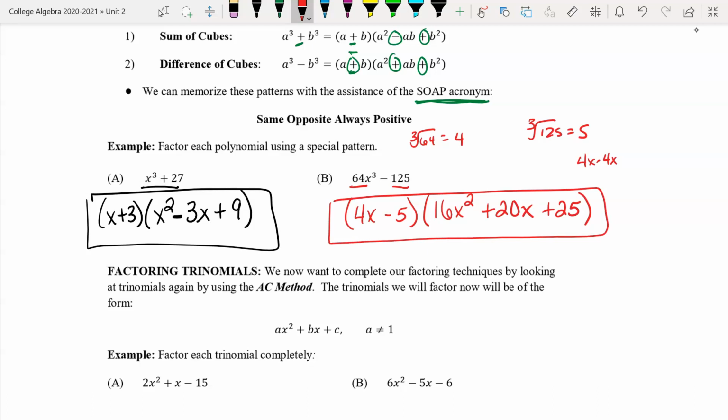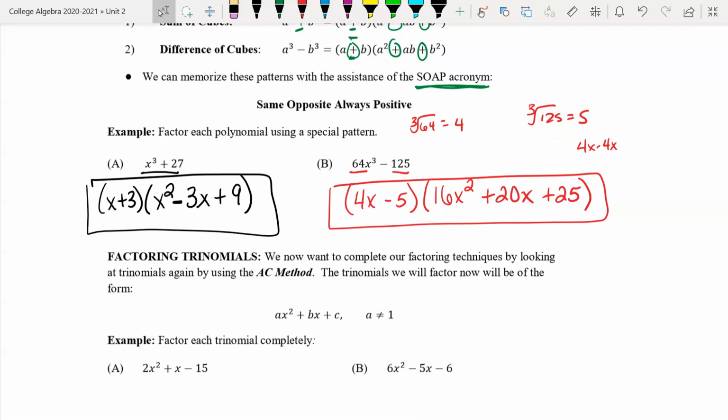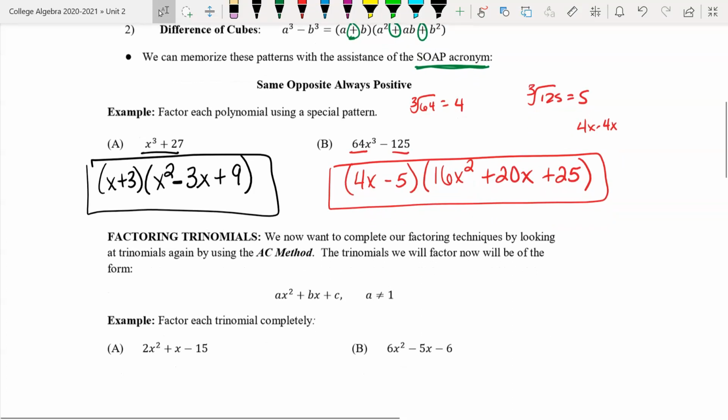And that's how you factor perfect cubes, is what we're kind of talking about. So sum of cubes, difference of cubes, that's how you'd factor those. You won't see very many of them, but there are a couple on the Hawks, so just keep that in mind.